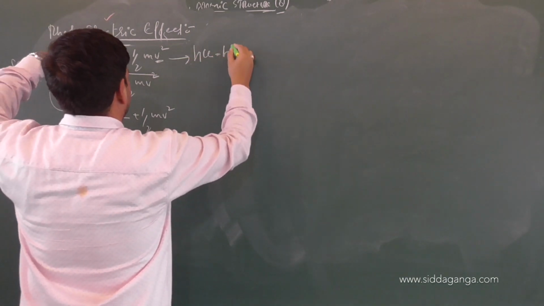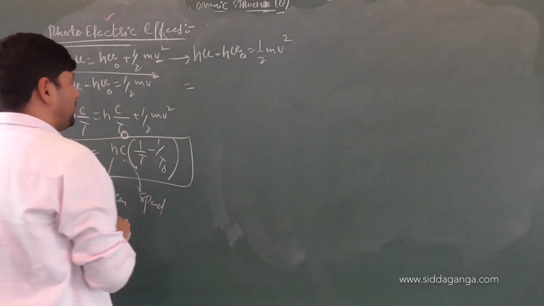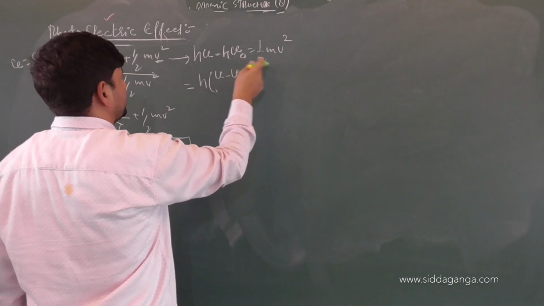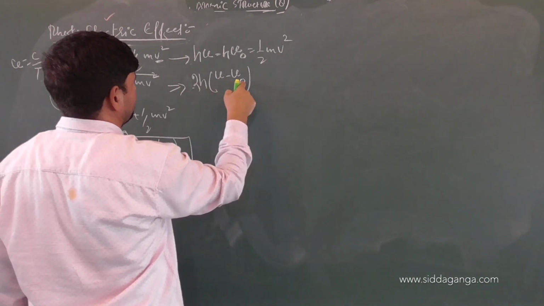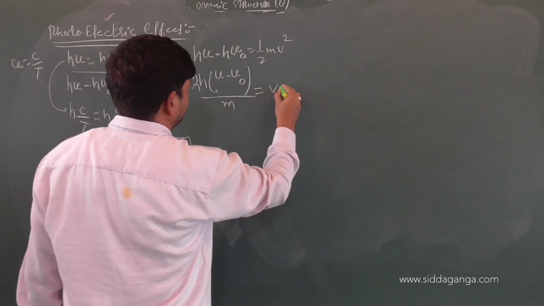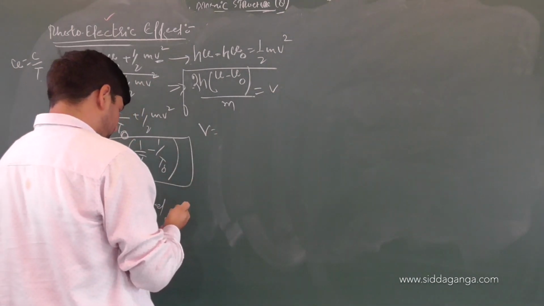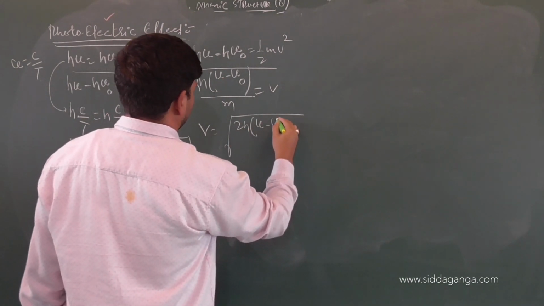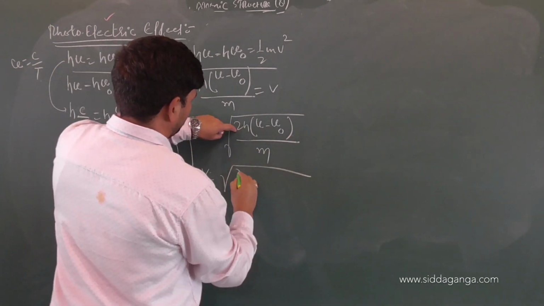hν minus hν₀ equals half of mv², correct? What will that imply, children? h into (ν minus ν₀). So transfer 2 here into 2. So it implies 2h(ν minus ν₀). Right, m will be transferred to the denominator, so v² equals that. Because it's square, put root here. So velocity of electron will be root of 2h(ν minus ν₀) divided by m, which can also be written as root of 2h.